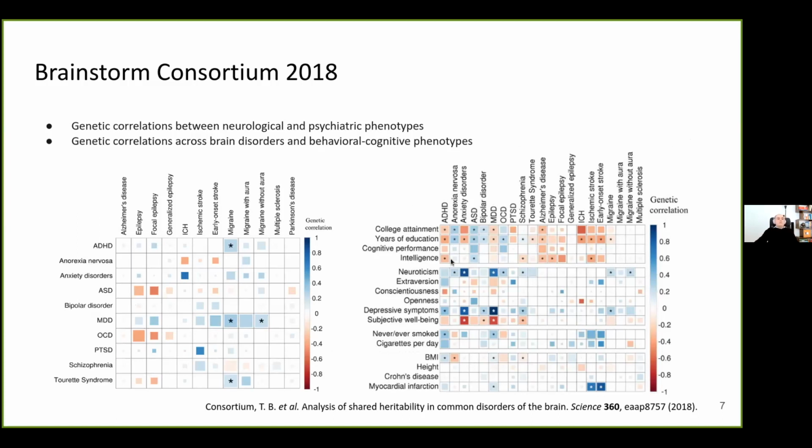Between different phenotypes and all neurological and psychiatric disorders, there is some degree of overlap. For example, we can see that years of education is significantly correlated with both psychiatric and neurological disorders, but it's a positive correlation with ASD and bipolar disorder, and a negative correlation, for example, with ischemic stroke.